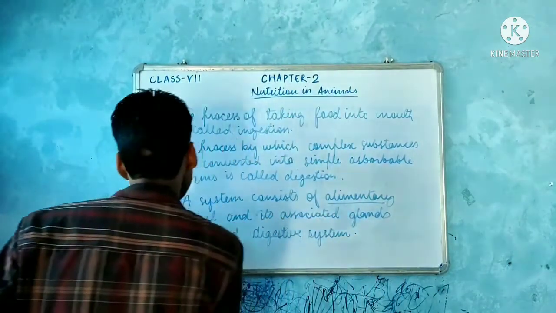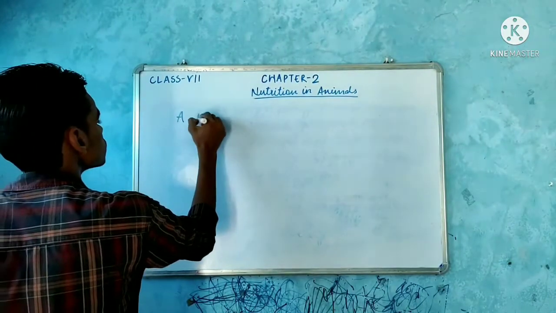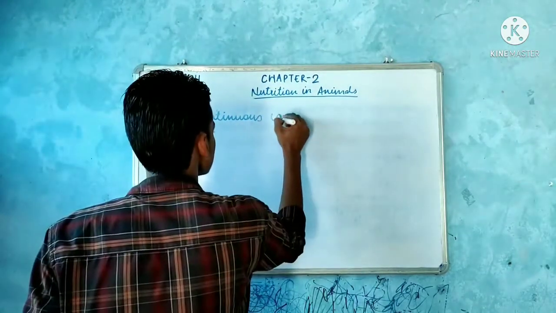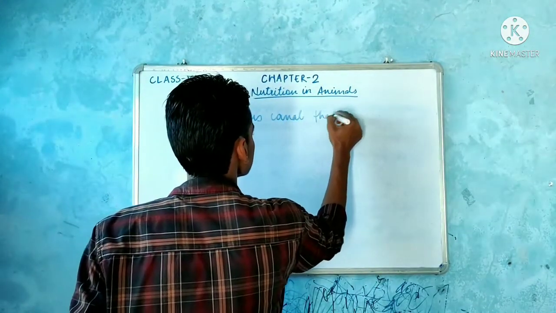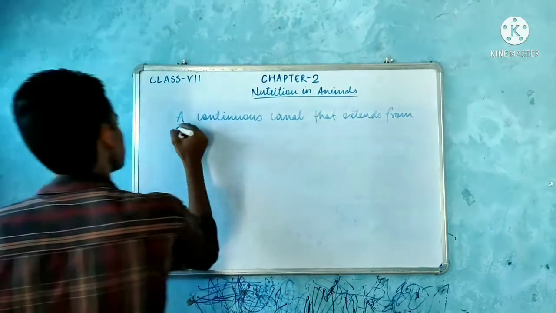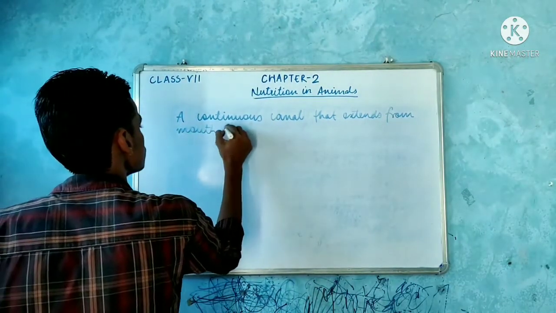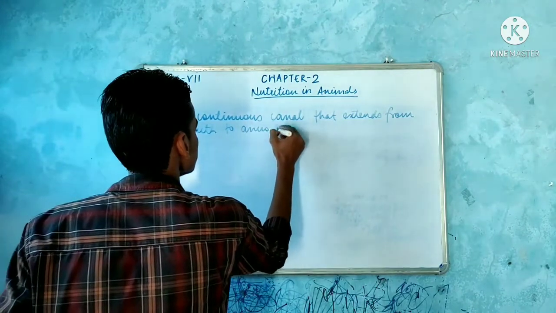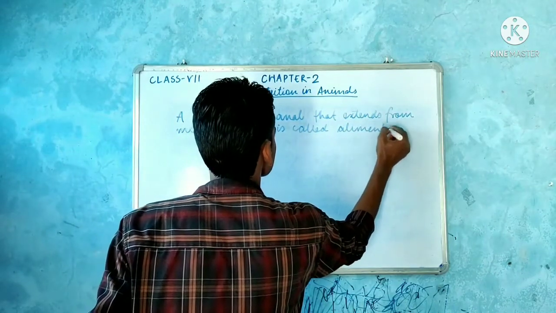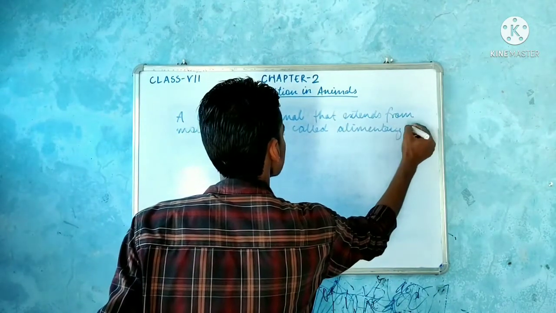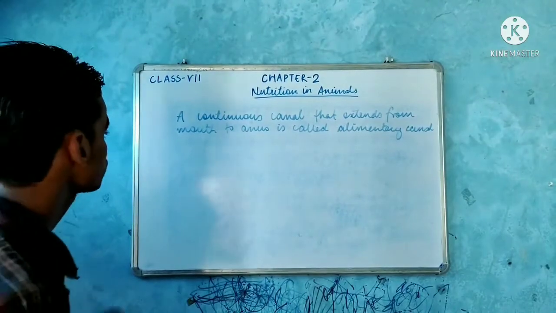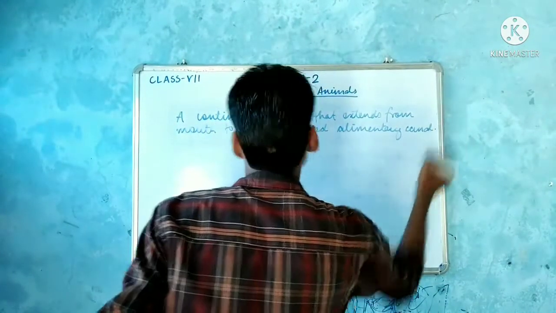So what is alimentary canal? A continuous canal that extends from mouth to anus is called alimentary canal.